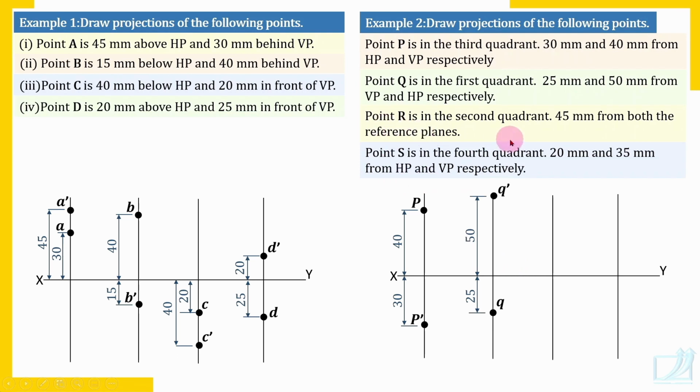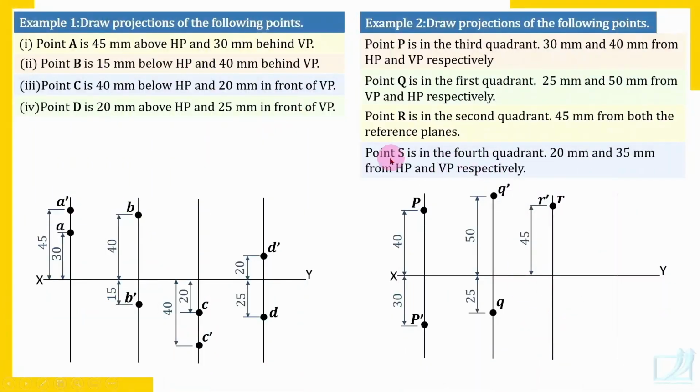Now point R is in second quadrant. Means both views above. So both distances to be measured upwards. So what is distance from HP and VP? Let's read. 45 millimeter from both the reference planes. So both these distances are 45 millimeters. So measure 45 millimeters upwards. And that is point R as well as R dash. Front view and top view both above XY line. So in which quadrant is point R? It is in second quadrant. Both views above, second quadrant. Both views below, fourth quadrant.